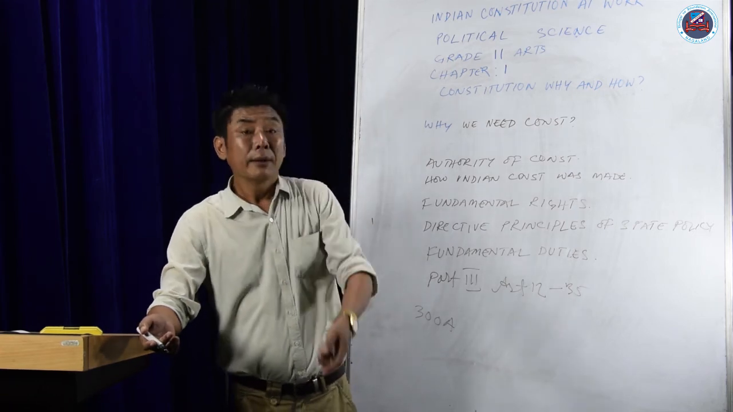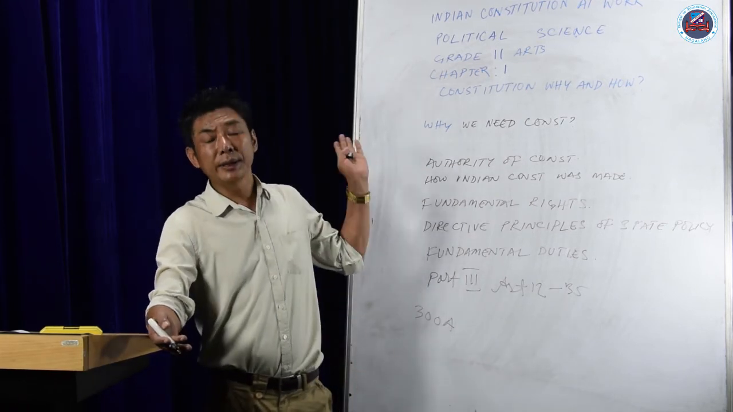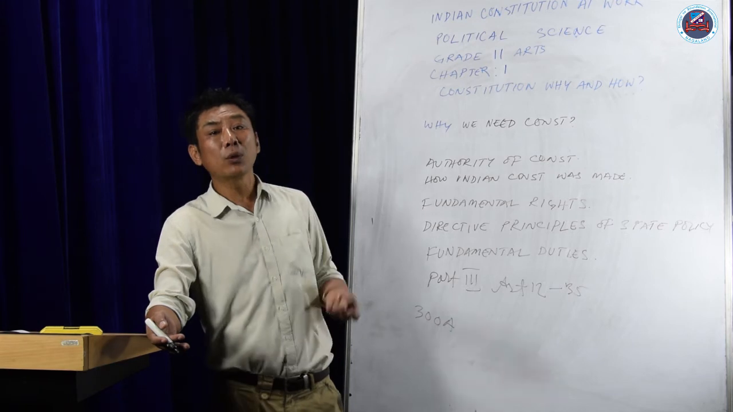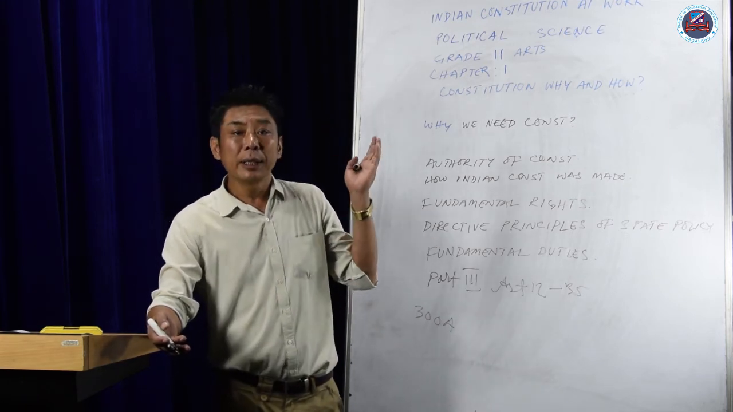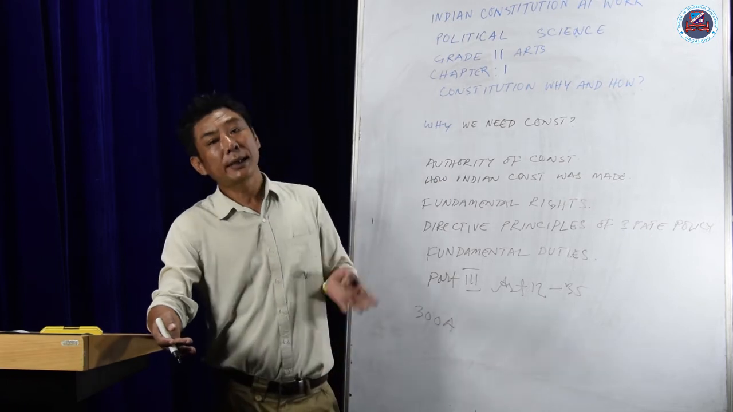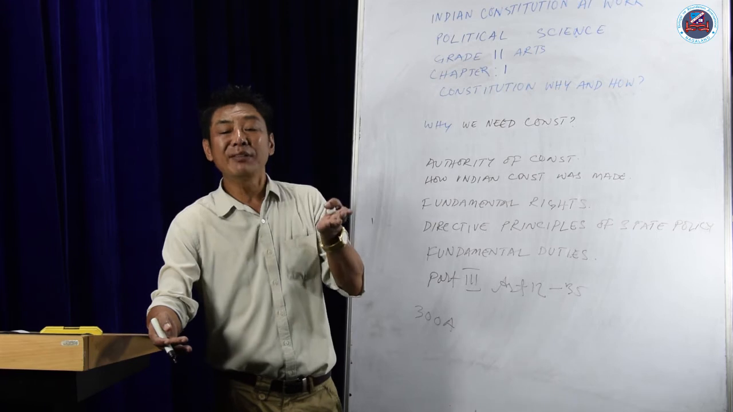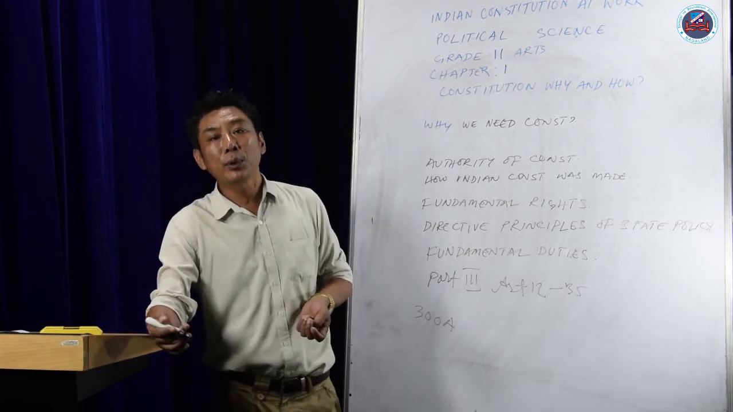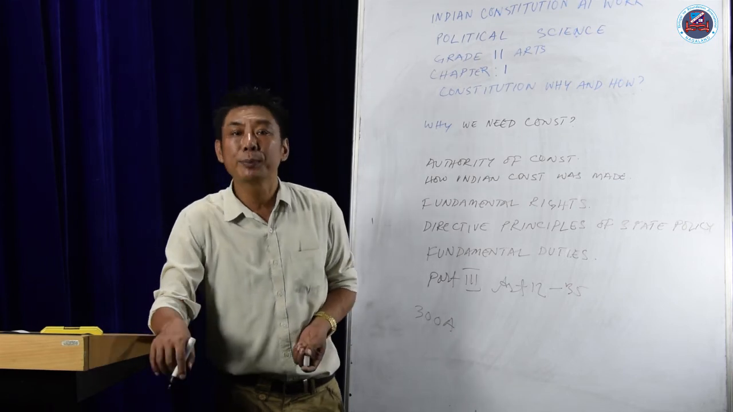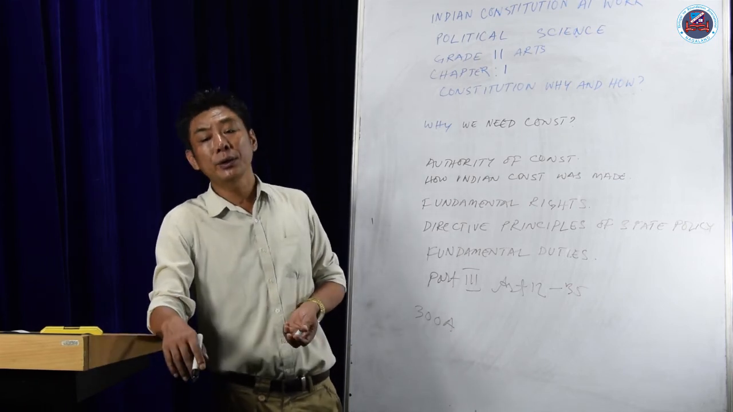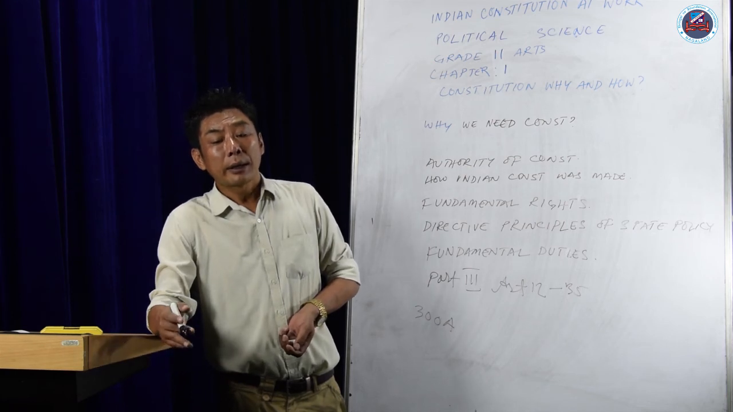So the first fundamental right is the right to equality. Under this right, every citizen is equal in the eyes of the law. They are entitled to equal opportunities in employment, in status. Article 17 under the right to equality prohibits the practice of untouchability, which is a very important provision of the Constitution under the right to equality.